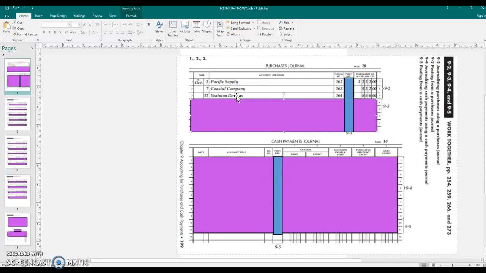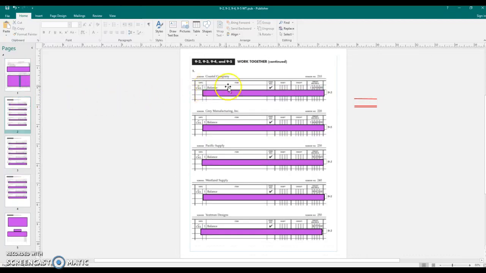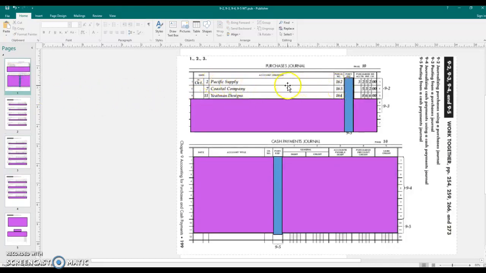All right, 9.3. What we will be doing is posting to the accounts payable ledger, and then totaling the journal and posting purchases debit and accounts payable credit. We left off yesterday, in one of the classes, where we got to posting. The accounts payable ledger is on the back of your sheet. The very first one is Pacific Supply for $3,252. You're probably wondering, do I debit or credit? Well, it says account credited right here, so we're going to credit Pacific Supply $3,252.